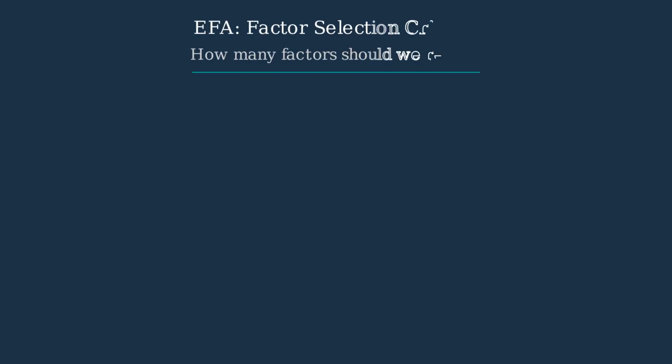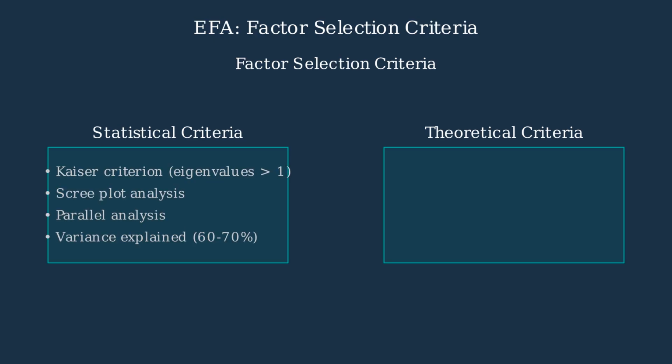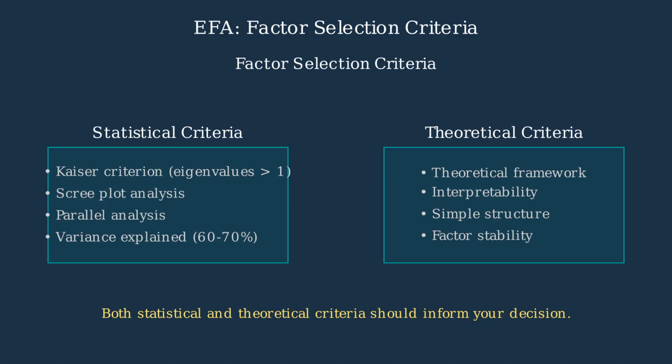When conducting exploratory factor analysis, a critical decision is determining how many factors to retain. Factor selection in EFA relies on two main types of criteria: statistical criteria and theoretical criteria. Statistical criteria include the Kaiser criterion, which retains factors with eigenvalues greater than 1, scree plot analysis, parallel analysis, and percentage of variance explained. Theoretical criteria focus on your research framework, factor interpretability, simple structure, and factor stability. The best approach combines both statistical and theoretical considerations to make an informed decision.